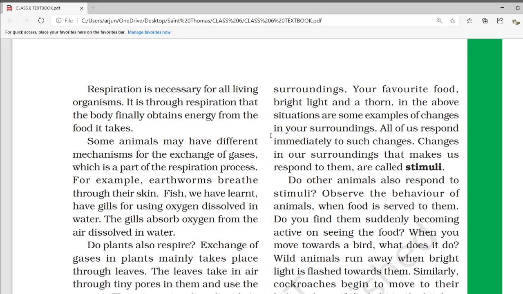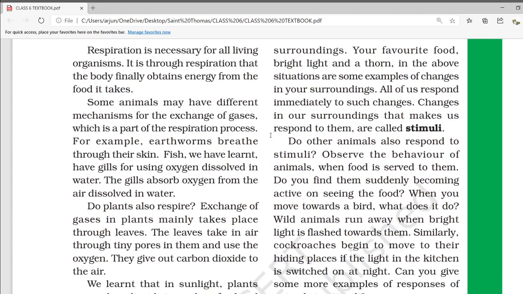It is through respiration that the body finally obtains energy from the food it takes. By only taking food, we cannot get the energy. For converting that food into the particular energy which is required by the body, we have to respire. We need oxygen.